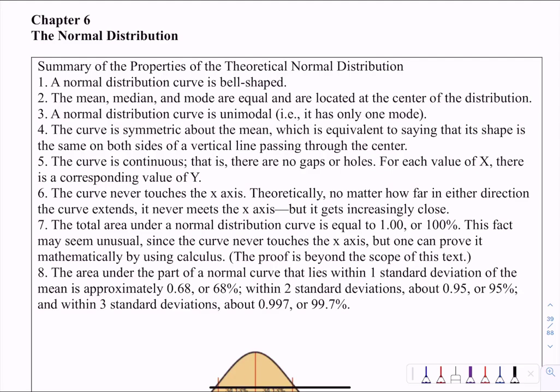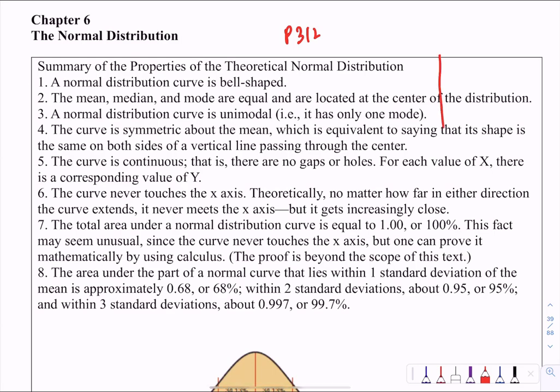Chapter 6, the normal distribution. You can turn to page 312. Of course, if you have time, you can read all the information regarding the normal distribution. There they have an introduction, the normal distribution, and many more. But I will directly go to the main point in the normal distribution.